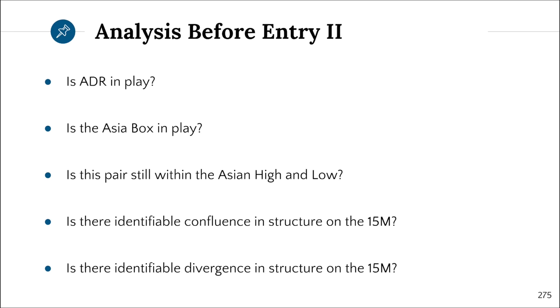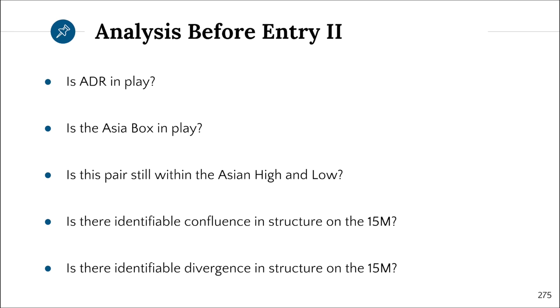Then we want to break into the next set of parameters. Have we hit ADR? Is the Asian range still in play? Are we still trading inside the initial high and initial low set during the Asian session? Is there any identifiable confluence in the structure that we can draw on the 15-minute chart? If not, is there divergence? Or is there just no structure at all? You really need to take the time to identify what's going on with the RSI first and then see if you can match it on the candlestick. That's going to allow you to find solid structure to trade off of.